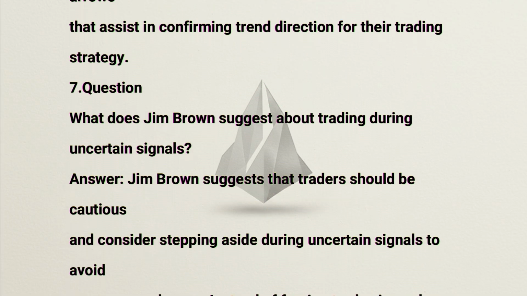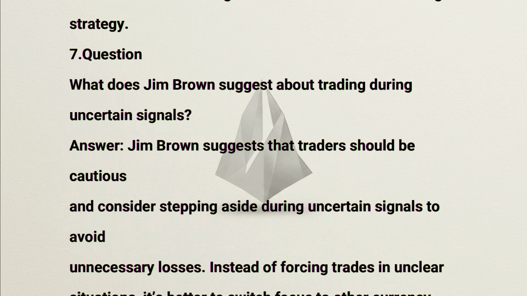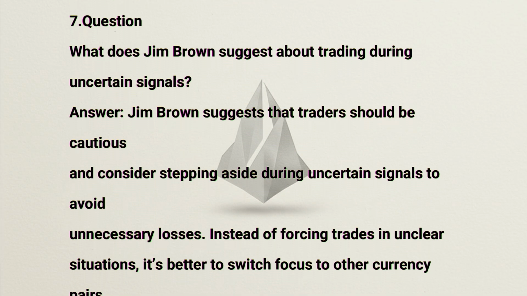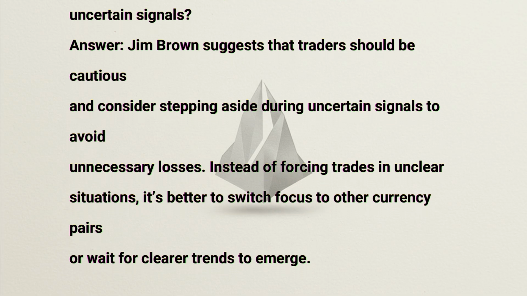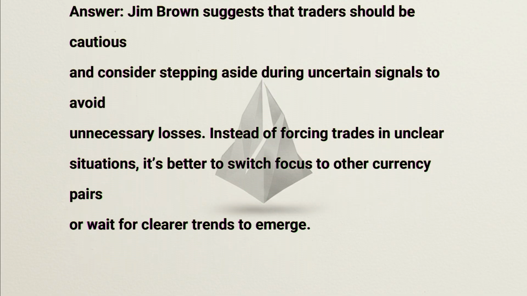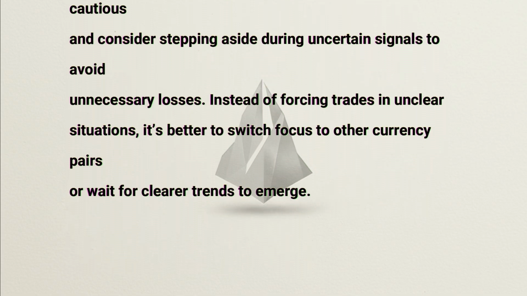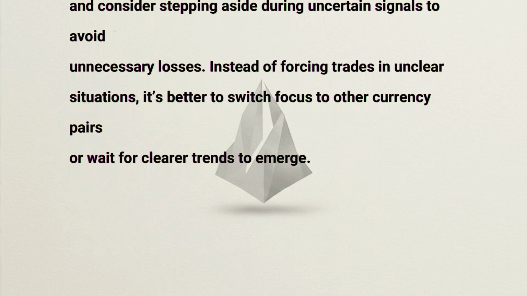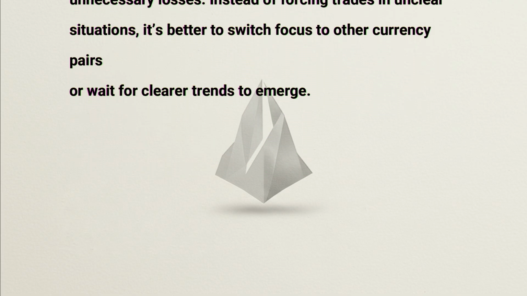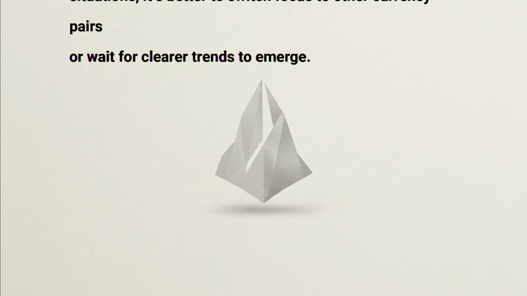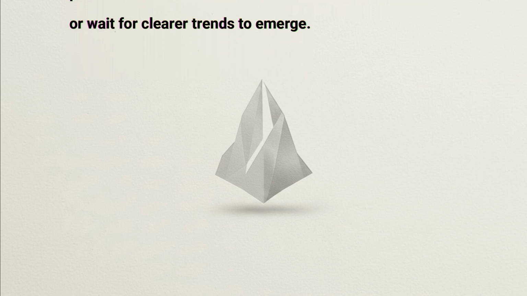7. Question. What does Jim Brown suggest about trading during uncertain signals? Answer. Jim Brown suggests that traders should be cautious and consider stepping aside during uncertain signals to avoid unnecessary losses. Instead of forcing trades in unclear situations, it's better to switch focus to other currency pairs or wait for clearer trends to emerge.